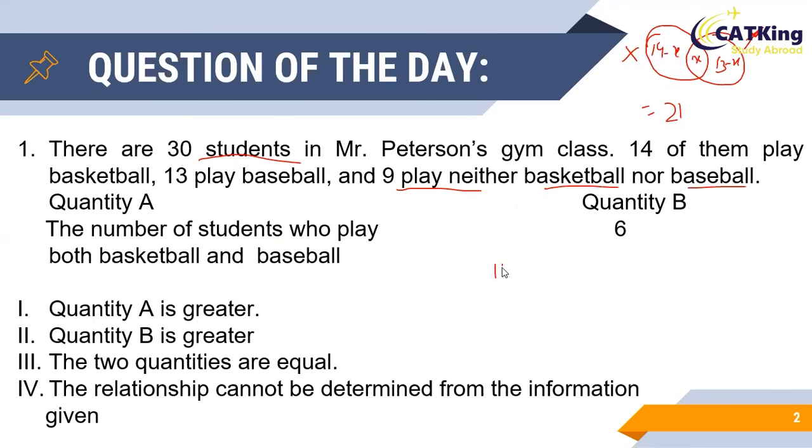So let us add this to find X. 14 minus X plus X plus 13 minus X is equal to 21. On solving, you'll see that X is equal to 6. That is, the number of students who play both basketball and baseball is equal to 6, which is in turn equal to quantity B. Thus, we see that A is always equal to B, giving us option 3 as the correct answer.